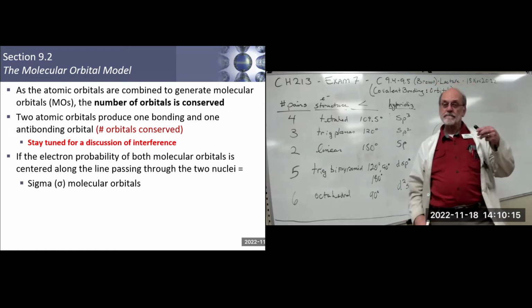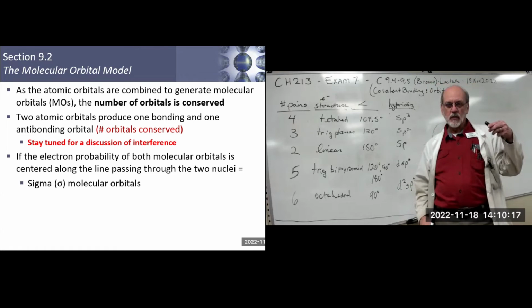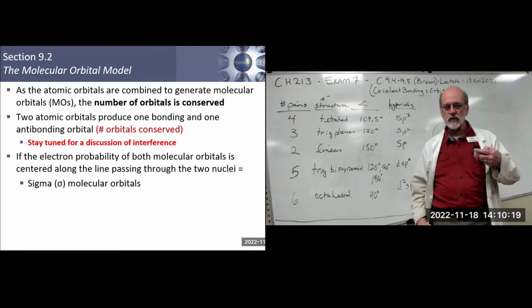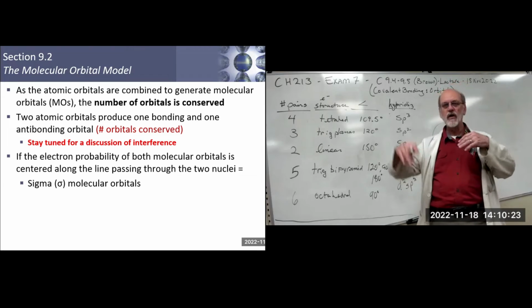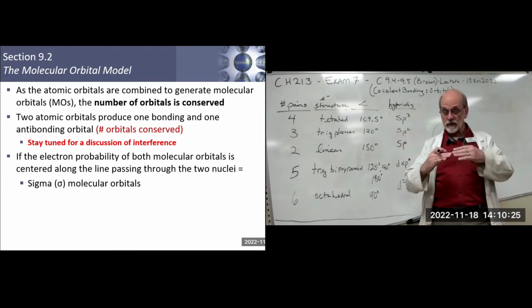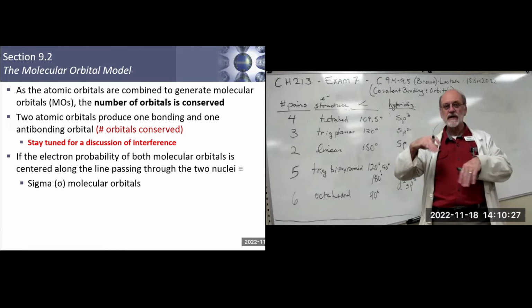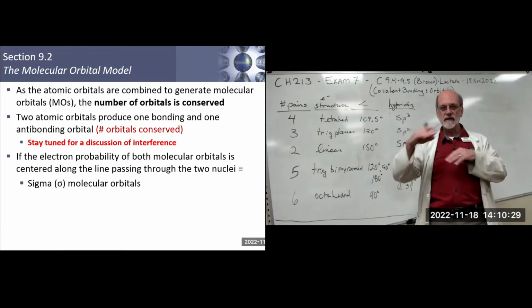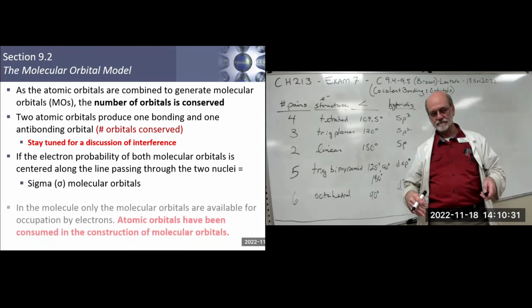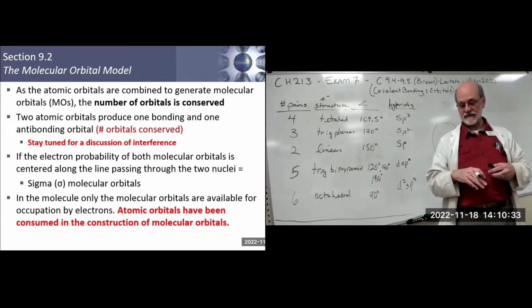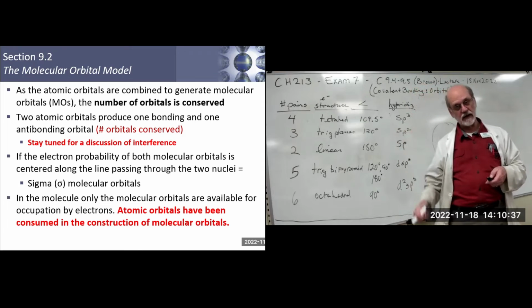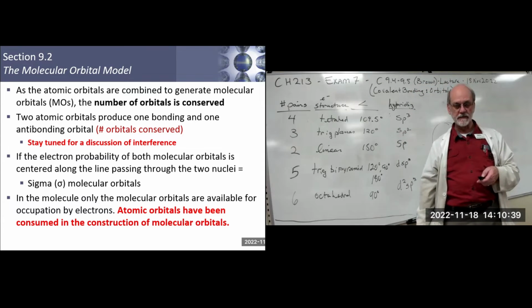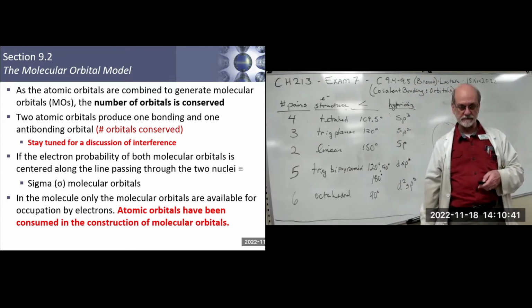So we can also view these orbitals in terms of whether they're on axis or off axis. Sigma orbitals versus pi orbitals. Sigma molecular orbitals, pi molecular orbitals. Right? That has not changed either from the previous discussion of the localized electron model.